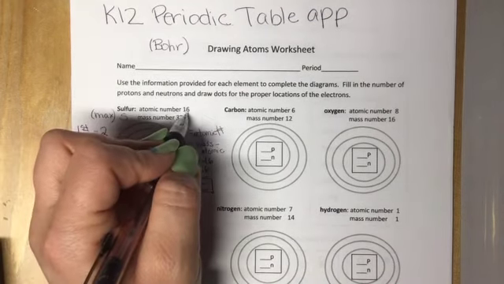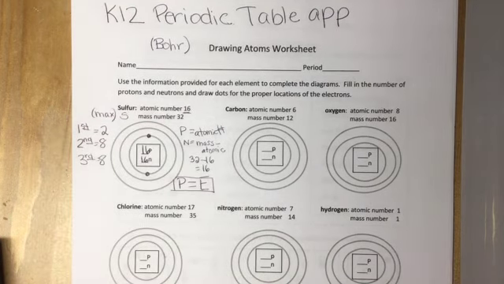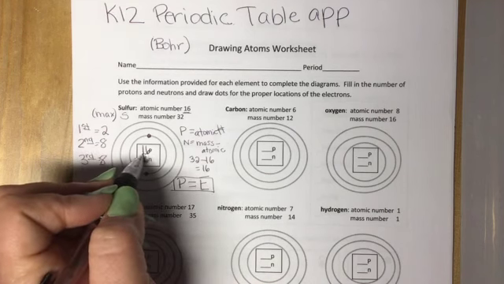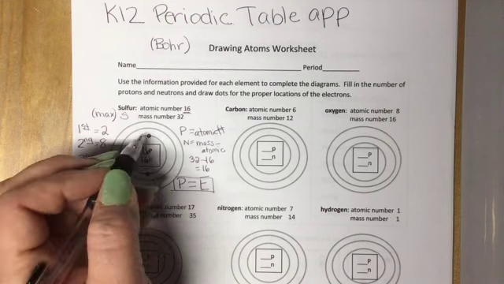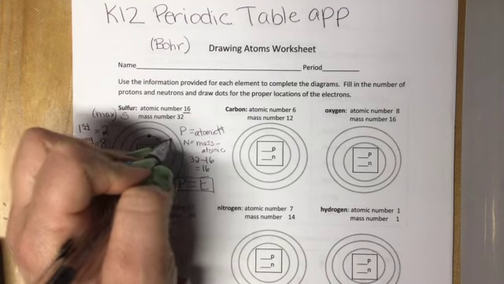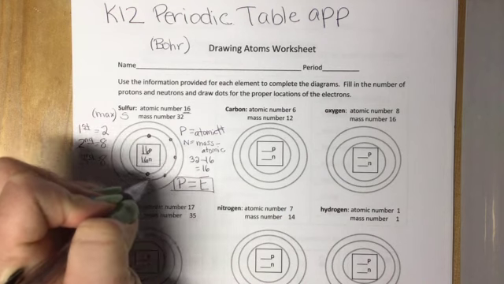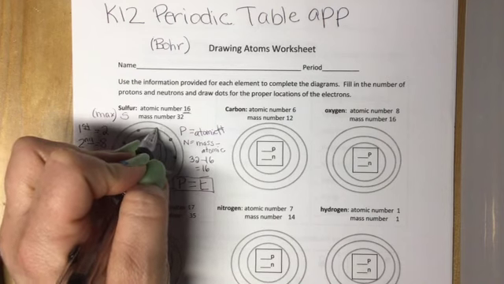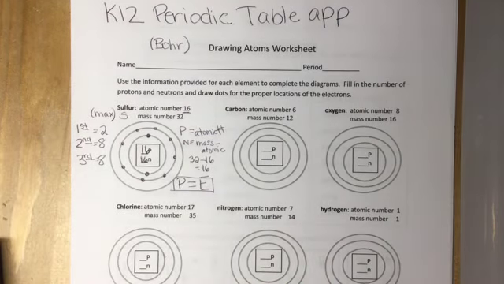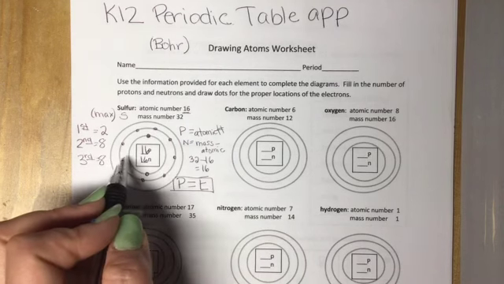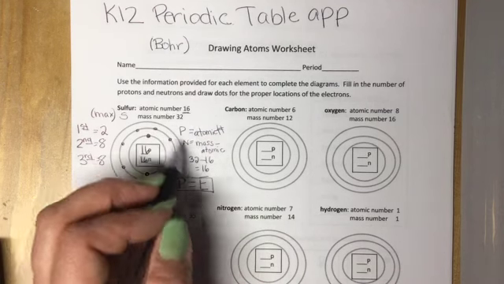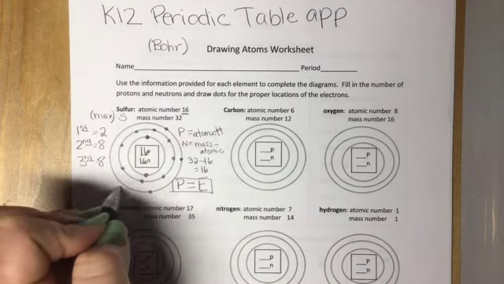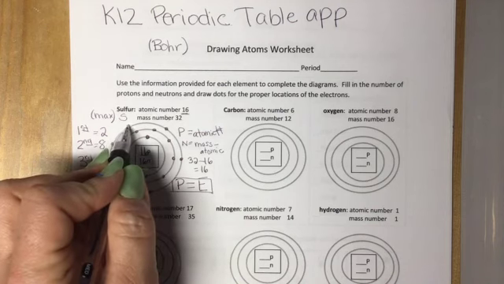And I have to do 16 because I have 16 as my atomic number. And since my protons and electrons are equal, I know I'm going to need 16. So 16, 2, and then I'm going to draw 8. 1, 2, 3, 4, 5, 6, 7, 8. All right. Now how many do I have? Well, I have 2 plus 8. I have 10. But I need 16. So I need the other 6 to be in the third shell. 1, 2, 3, 4, 5, 6.